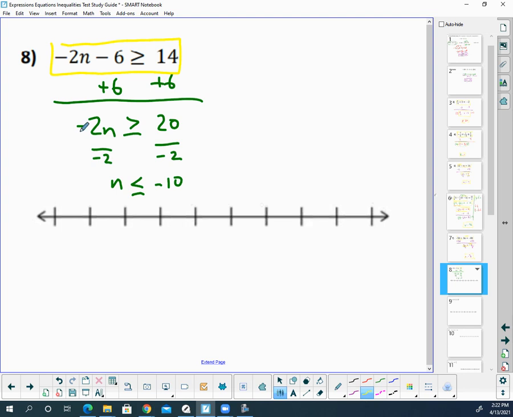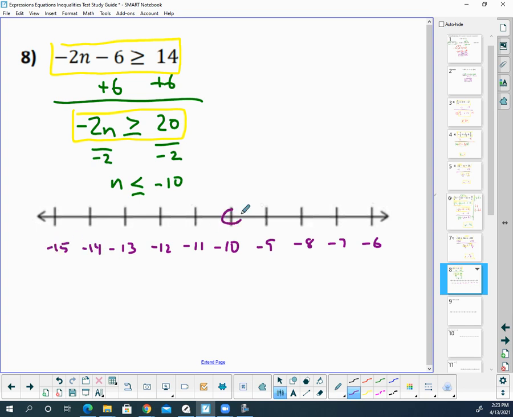I added 6 to both sides to get this inequality. I divide both sides by negative 2 to get n is less than or equal to. I change direction because I divided by a negative, and this becomes negative 10. Now, to graph this, I'm going to put negative 10 here, negative 9 here, negative 8, negative 7, negative 6. Here would be negative 11, negative 12, negative 13, negative 14, and so on, negative 15.